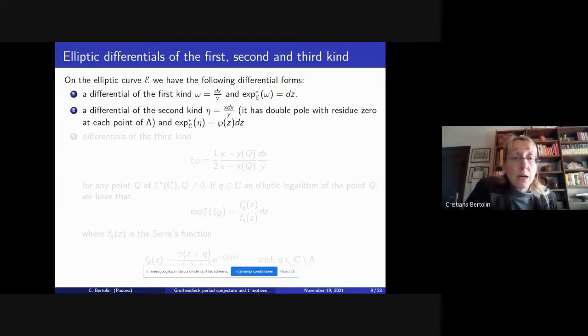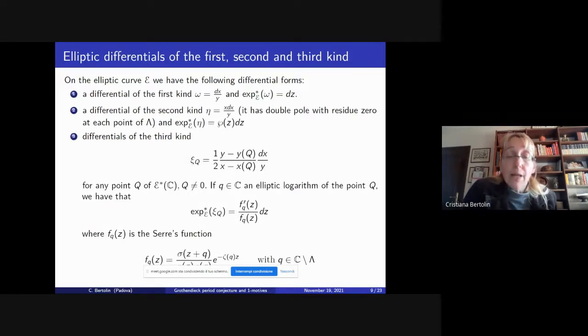What is less known are the differential forms of third kind. These are of this type, omega_Q. This differential form of third kind depends on a point Q of the dual elliptic curve. So omega_Q is 1/2 (y plus y of Q) over (x minus x of Q) multiplied by dx over y. So for each point of the dual elliptic curve different from 0, you get a third kind integral.